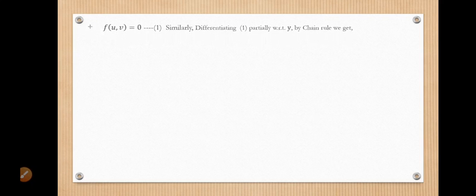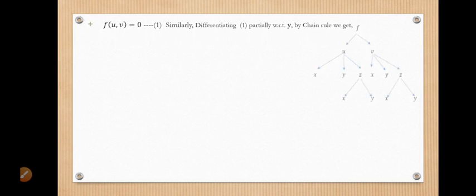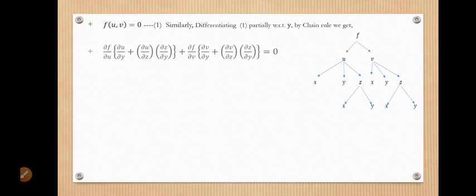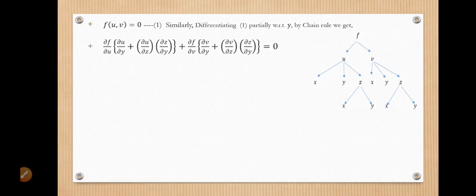So differentiating this equation 1 partially with respect to y and applying chain rule, we get the term as ∂f/∂u into ∂u/∂y plus ∂u/∂z into ∂z/∂y. Again ∂f/∂v into ∂v/∂y plus ∂v/∂z into ∂z/∂y and equal to 0, as the RHS is 0.